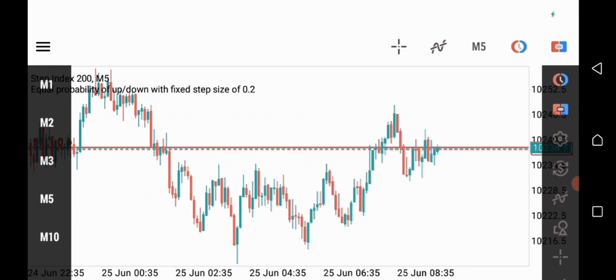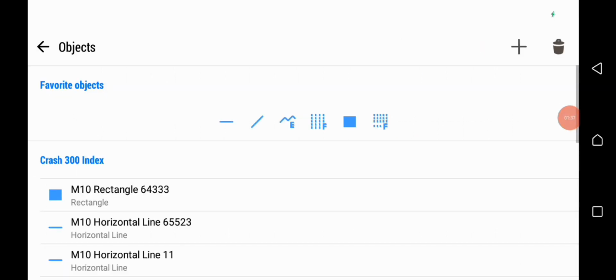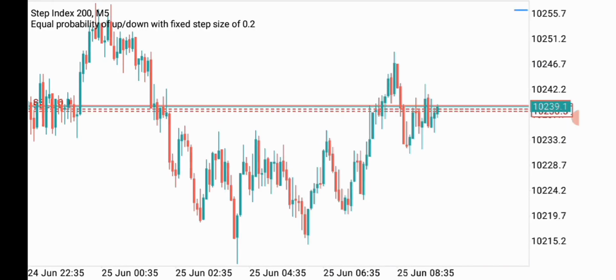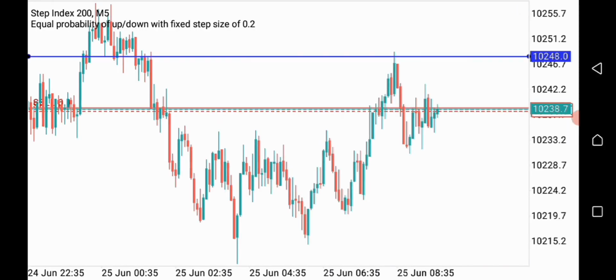So once you bring out your line, the horizontal line, you can drop it here. Let's mark at least 2 to 3 psychological levels.